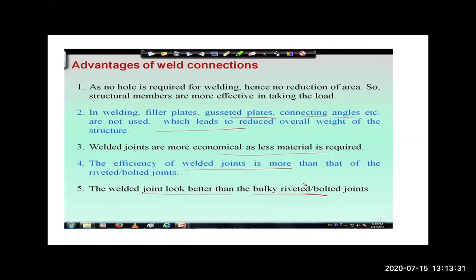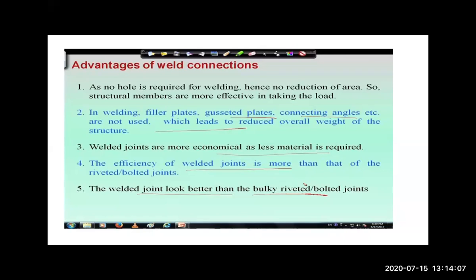If we think about the material, then it is economical. If we think about the cost, it is not economical. We will see in the disadvantages, it is costlier than the bolted connection. Now the fourth advantage of welded connection is the efficiency of a welded joint is more than that of the riveted or bolted connection. We have seen and calculated the efficiency of the bolted joint. If we compare the welded joint to the bolted joint, the efficiency of the welded joint is more than the other two joints. Are you getting?